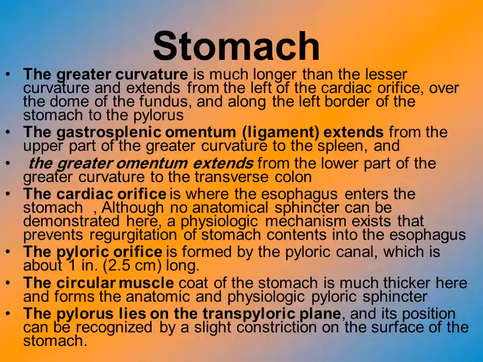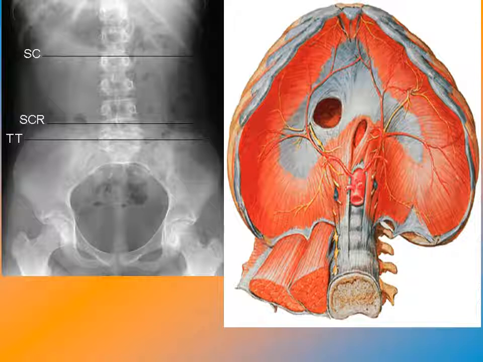The greater curvature is much longer than the lesser curvature and extends from the left border of the cardiac orifice over the dome of the fundus and along the left border. The left side shows you an X-ray plain abdomen with the transpyloric junction, and the right side shows the inner surface of the diaphragm.